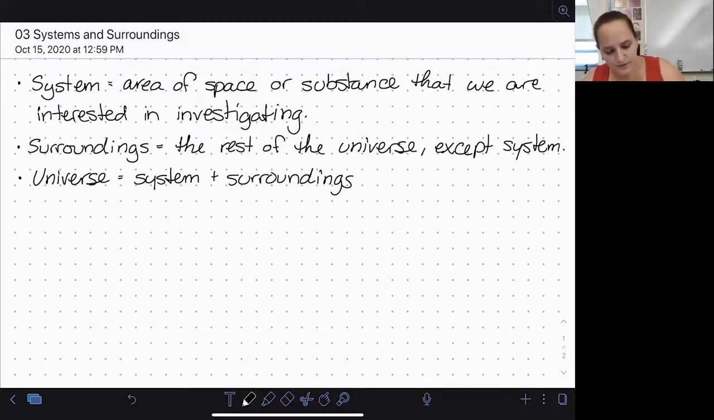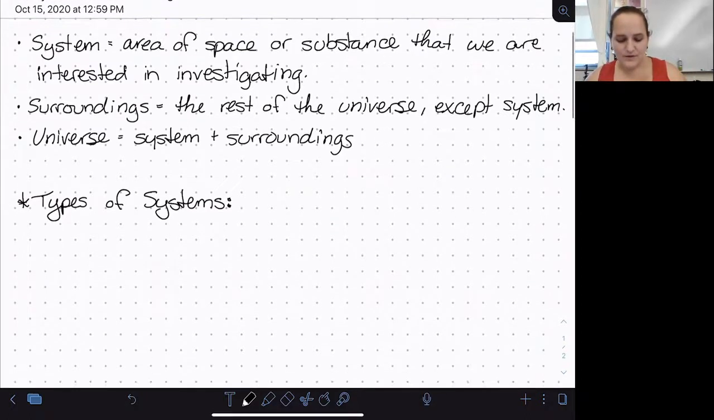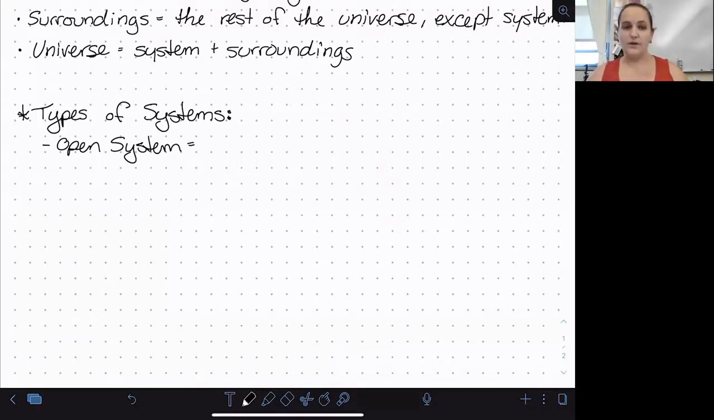But there are also a few different types of systems in thermodynamics, depending upon what is able to enter and leave the system. So there are three different types of systems: open, closed, and isolated. An open system is what you are most used to working with. An open system is very literally open, in that both matter and energy are able to enter and leave the system.